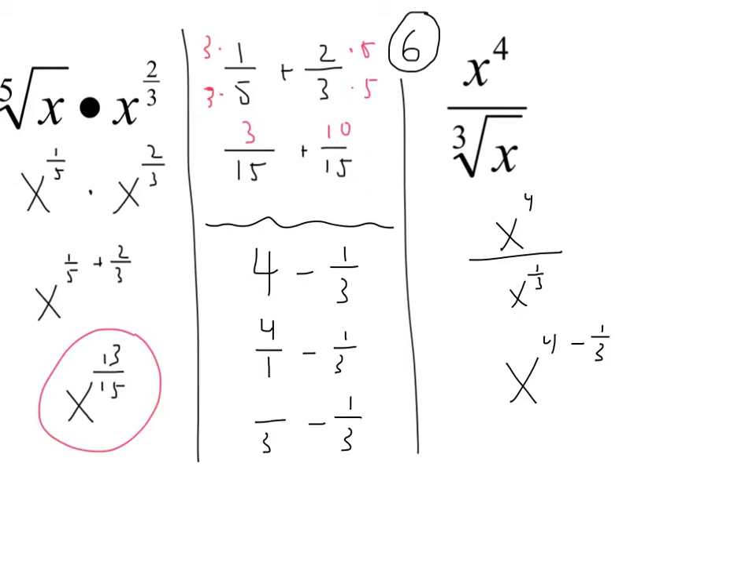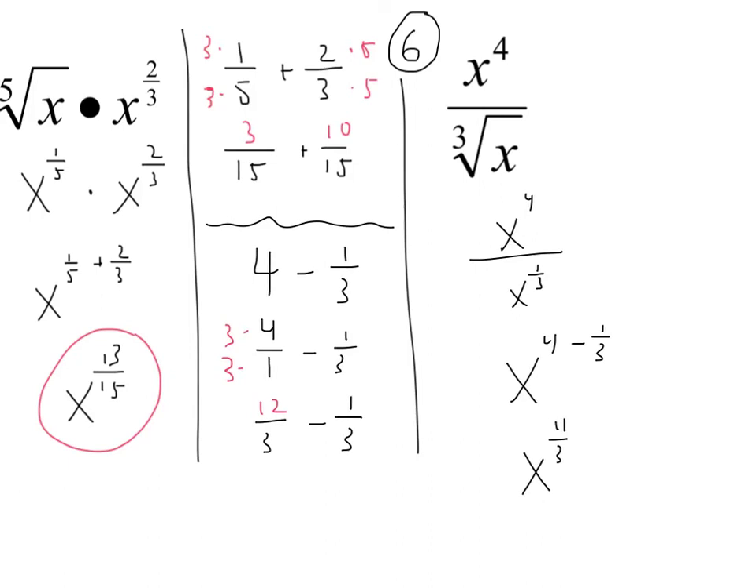For the first one, I can multiply this by 3 over 3. So that's the same thing as 12/3. So 12/3 minus 1/3 is 11/3. So this answer is x to the 11/3.